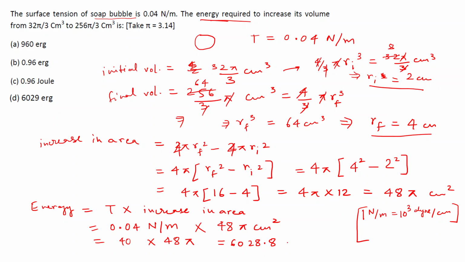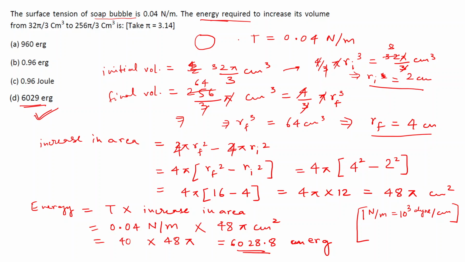6028.8, sorry, this is in CGS unit, which means erg. Now it matches the best value here. If I round it off and remove the decimal, it will be 6029 erg. So this is the correct answer.